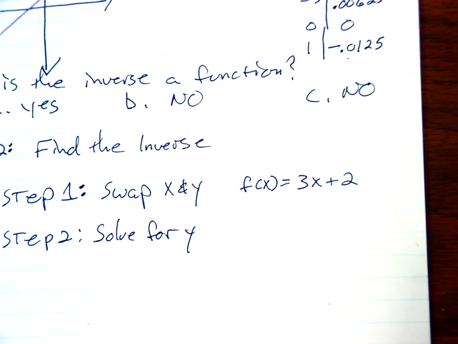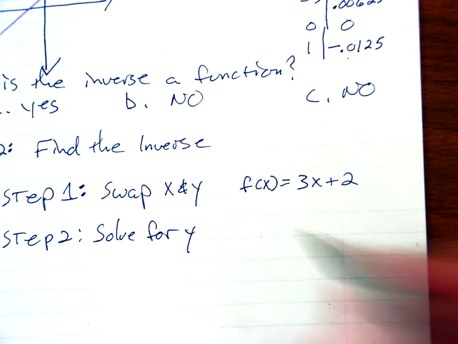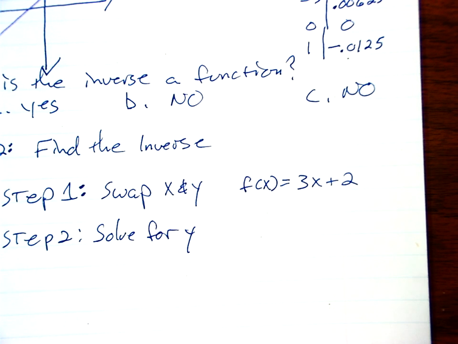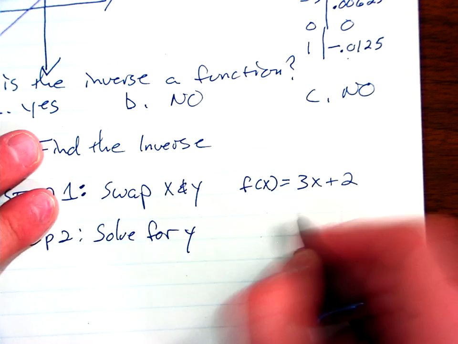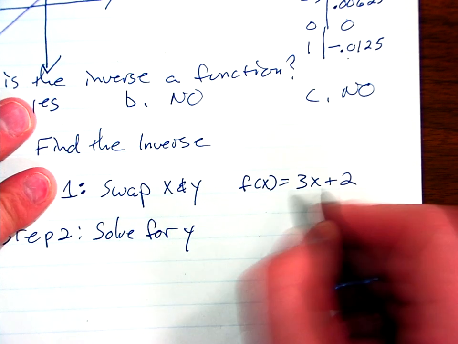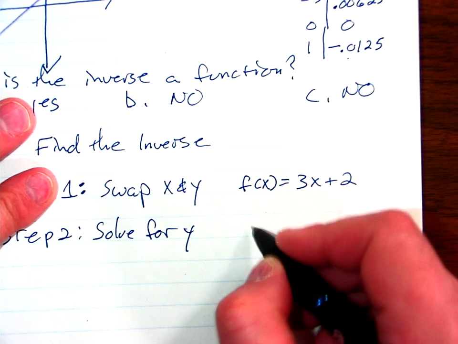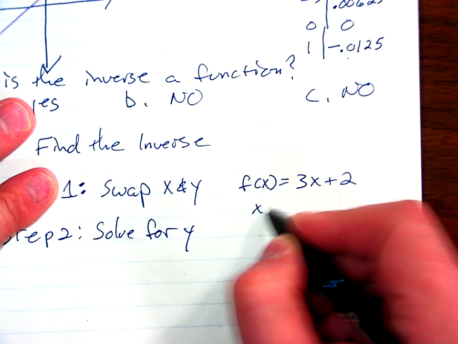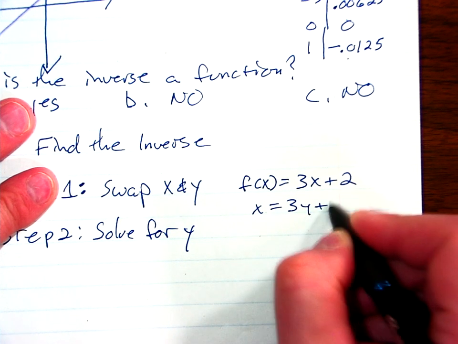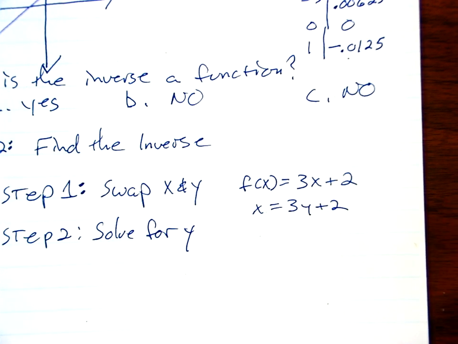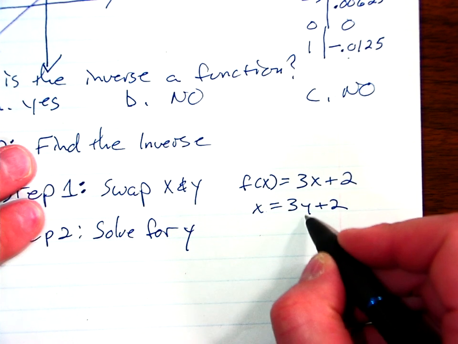All right, so f of x equals 3x plus 2. F of x is the same as y. Okay. So step 1 says swap the x and the y. So I'm going to literally swap them. X equals 3y plus 2. Step 2 says solve for y. So we need to get the y by itself.